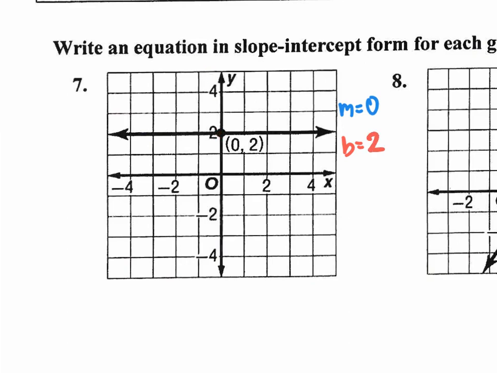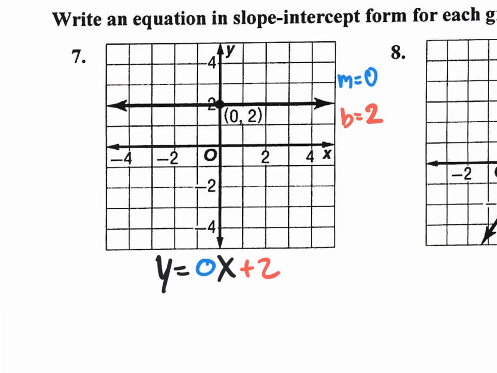Easy peasy. So when I say y equals mx plus b, you could write it like that, but that's kind of not as nice as you could write it. The final simplified best equation would be y equals 2. Again, because 0 times x, that's nothing. There are no x's, so you don't have to write the x. You could just say y equals 2.